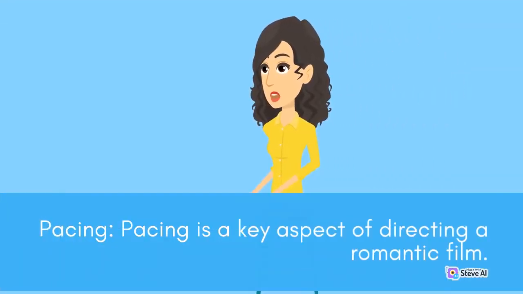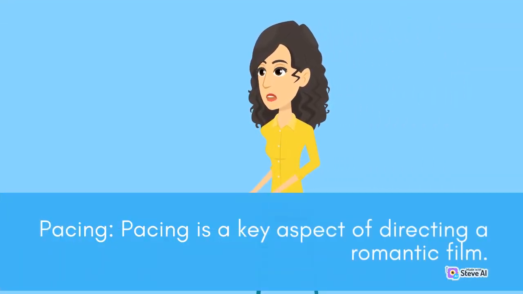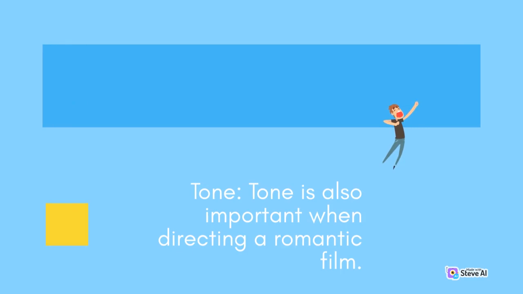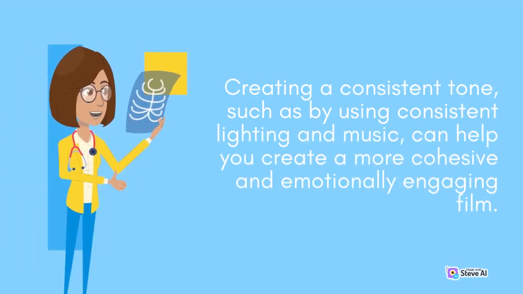Pacing. Pacing is a key aspect of directing a romantic film. Controlling the pace of the film, such as by using editing techniques or varying the camera angles, can help you create a more engaging and emotionally impactful film. Tone. Tone is also important when directing a romantic film. Creating a consistent tone, such as by using consistent lighting and music, can help you create a more cohesive and emotionally engaging film.